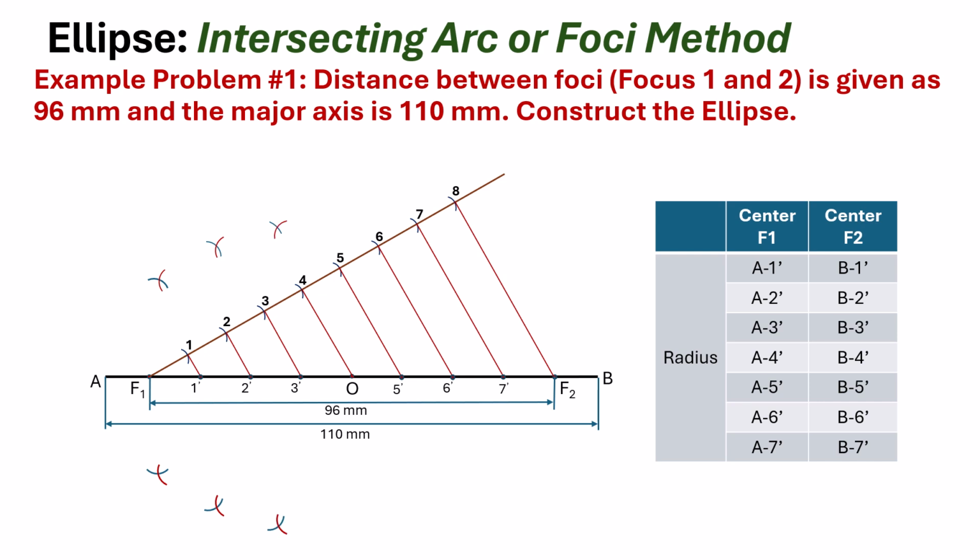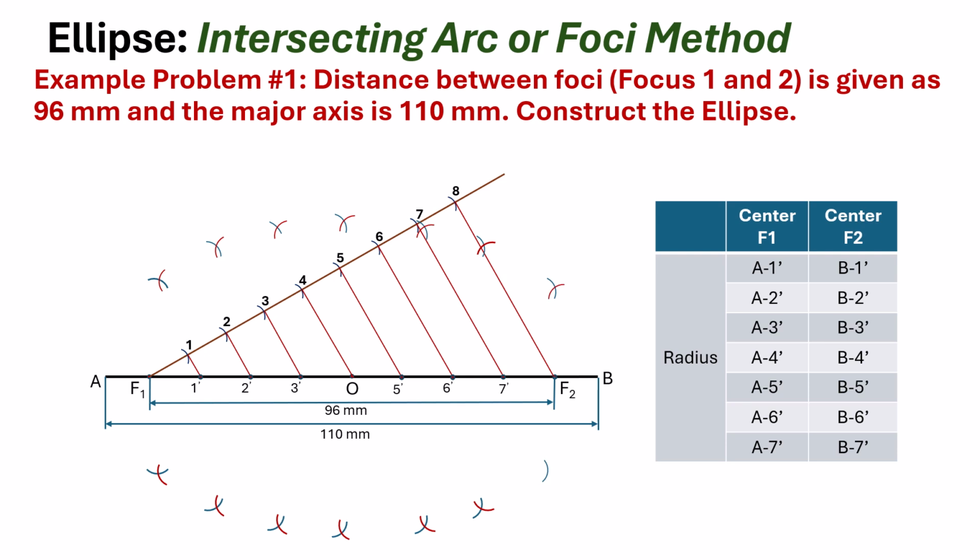Likewise, you keep on changing the distance. So the third one will be A3 dash, then AO, then A5 dash, then A6 dash, A7 dash. Likewise, from B also you will have B3 dash, BO, B5 dash, B6 dash, and B7 dash as the radius. So when we take these radii and interchange the focus point of drawing the arc, then we get these arcs on either side of line AB. So these are the points that you will get when you change the radius.